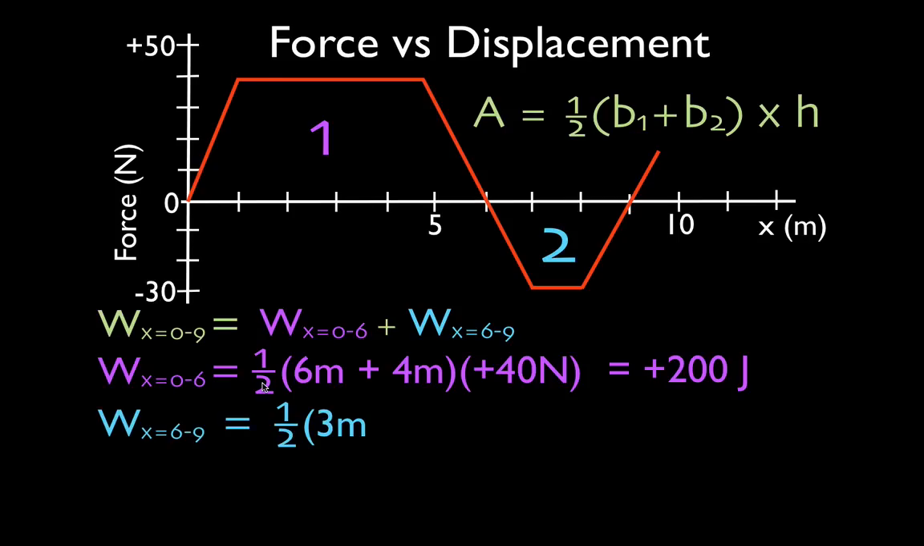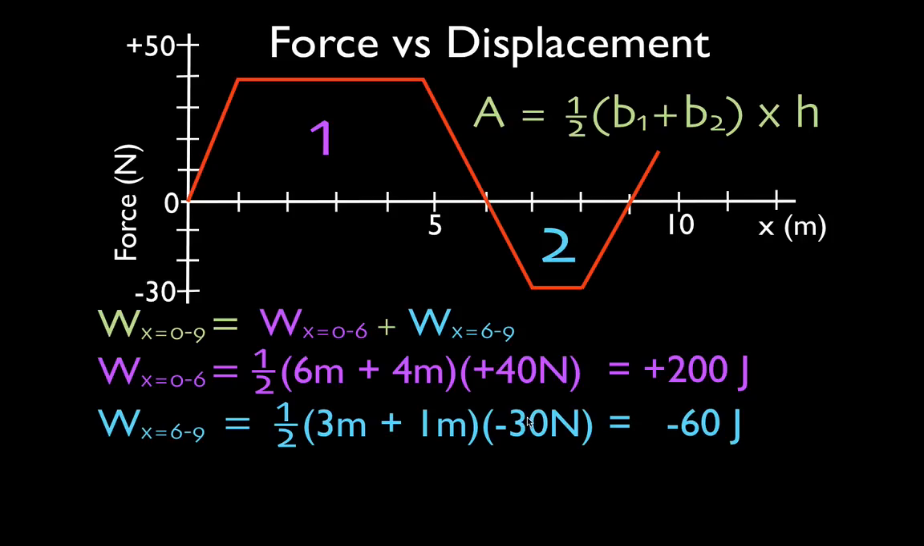Now, let's do the second one from 6 to 9. You'll notice from 6 to 9 that one of the bases is 1, 2, 3 meters long. The other base is 1 meter long. The height is minus 30. So it's important to put down here minus 30. It's the area below the curve. Okay, minus 30 times 1/2, 4 times 3 is 12, times 1/2 is 6, so you get minus 60.